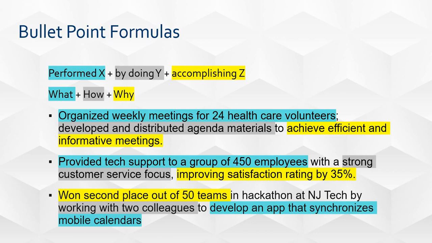And then I have three examples here where I've corresponded the highlight color to the part of the formula that it correlates with. The light blue highlight is the performed X, or the what piece. The gray is by doing Y, or the how piece of the formula. And the yellow highlight is the accomplishment, or the why you did this. So I will give you a moment to look through this and start to get an idea of how these formulas work.